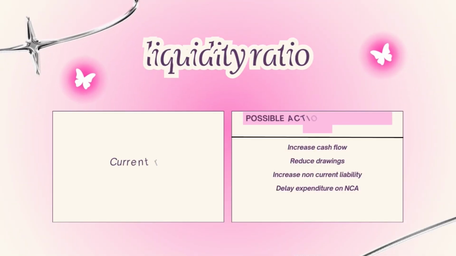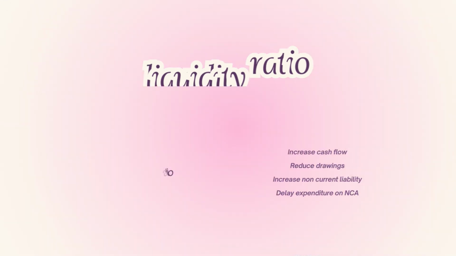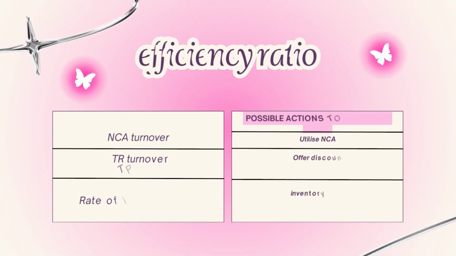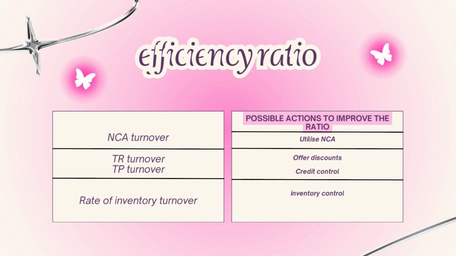Possible actions to improve the current ratio and acid test ratio is to increase cash flow, reduce drawings, increase non-current liability, and delay expenditure on non-current asset. Next, to improve non-current asset turnover is by utilizing the non-current asset. To improve trade receivable turnover and trade payable turnover is by offering discounts and credit control. Lastly, to improve rate of inventory turnover is inventory control.